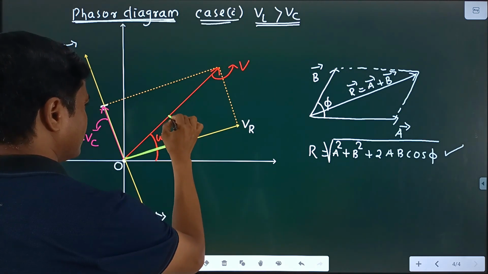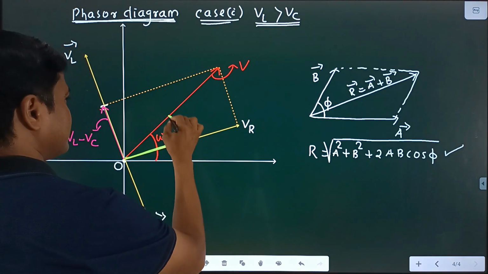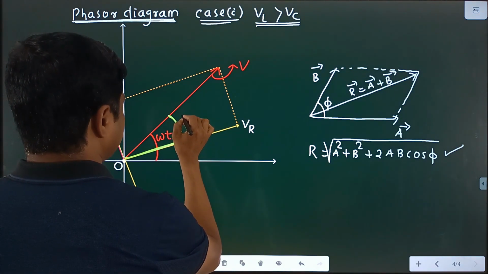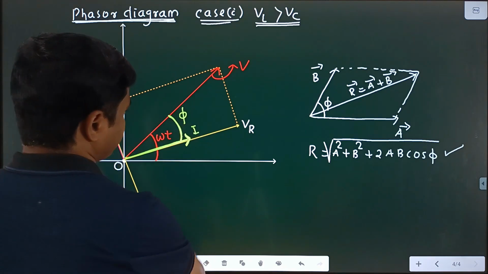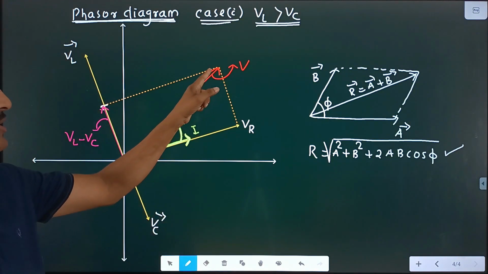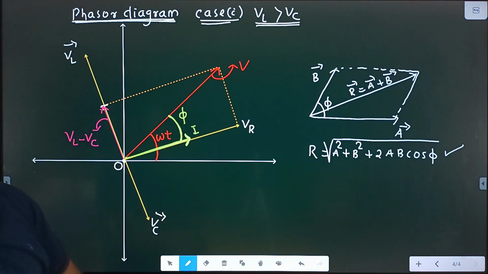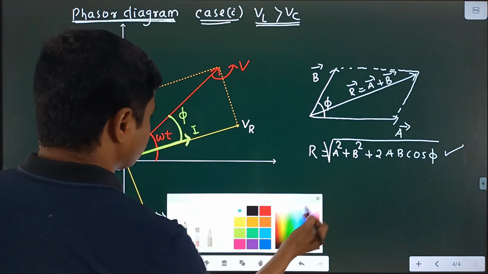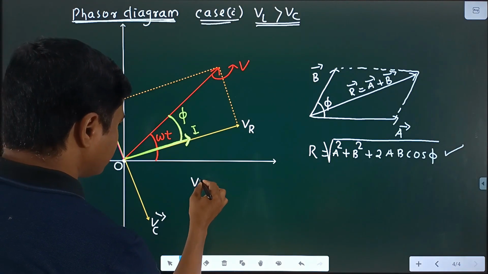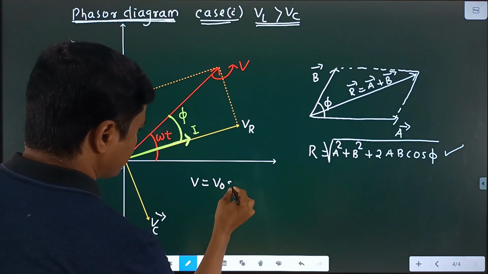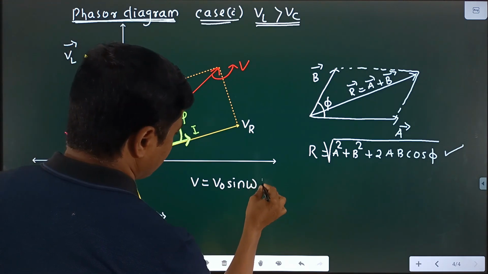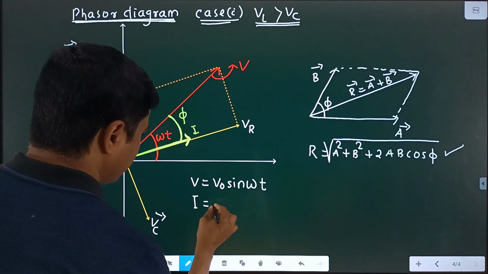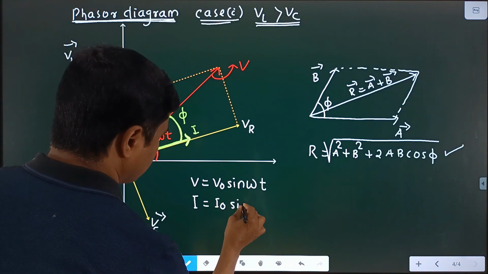And this is the angle between the voltage phasor and current phasor. We write this angle as, suppose, phi, because phi is the phase difference between voltage and current. Clear? Then from this phasor diagram we write the expression of the voltage. For voltage we write simply V is equal to V0 into sin omega t. You know that. We write the expression for current I is equal to I0 into sin.